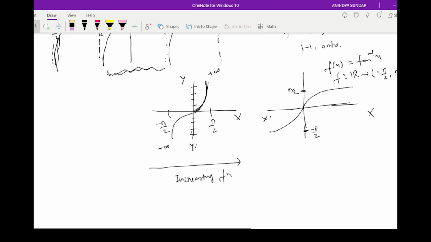Now what about tan inverse? Tan inverse is also increasing, it keeps increasing up to π/2. From minus π/2 to π/2 it has continuously increased. So this is also an increasing function. So both tan and tan inverse are increasing functions.